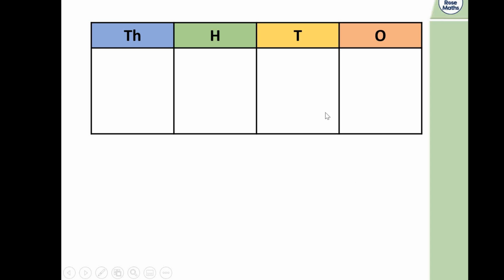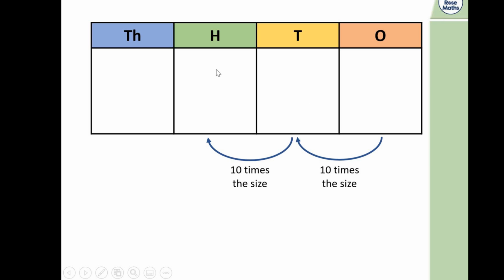All right, so let's see what they ask us to do. Okay, they're showing here, if you're multiplying by 10, you go there. 10 times the size. Yeah, 10 times 1 is 10. 10 times 10 is 100. And 10 times 100 is 1,000. Okay.